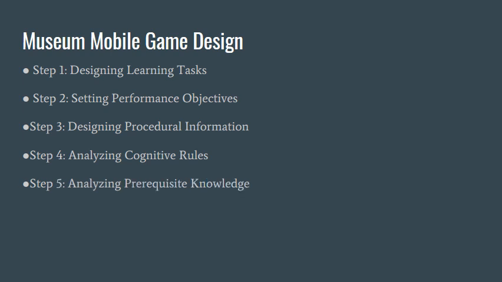Step 5, analyzing prerequisite knowledge. This step involves identifying and analyzing the prerequisite knowledge needed to correctly use the cognitive rules. The curriculum of what the student needs to learn inside the class needs to be taken into consideration for each age group. This is necessary so that it can be ensured that the level of difficulty of the game is age appropriate.